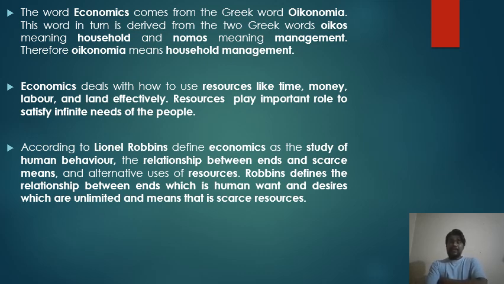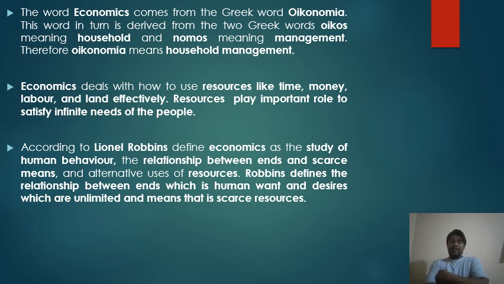Resources play an important role to satisfy the infinite needs of the people, because the needs of people are infinite. Demand is more than supply, and supply means resources. So we have to use these resources effectively. That's why allocation of resources is very important. According to Lionel Robbins, economics is defined as a study of human behavior. How does Lionel Robbins define economics? According to him, economics is the study of human behavior.